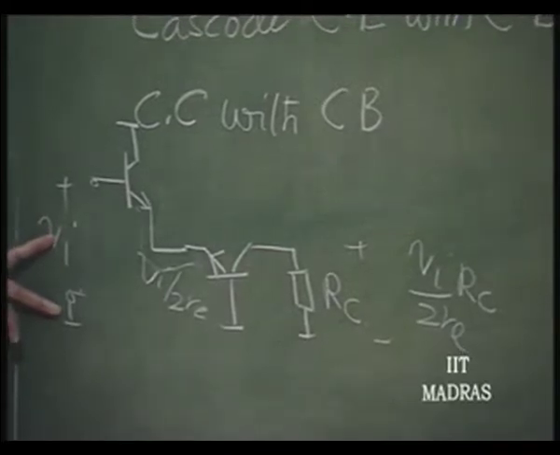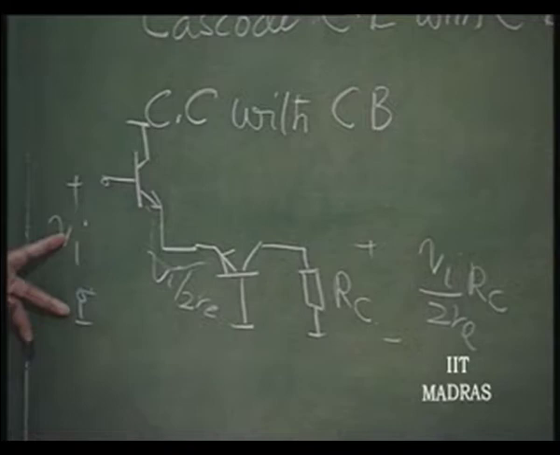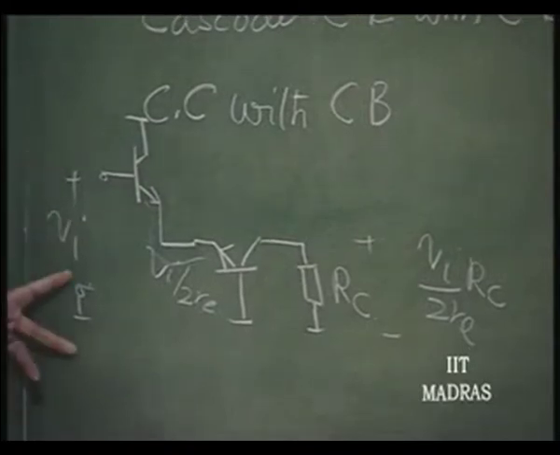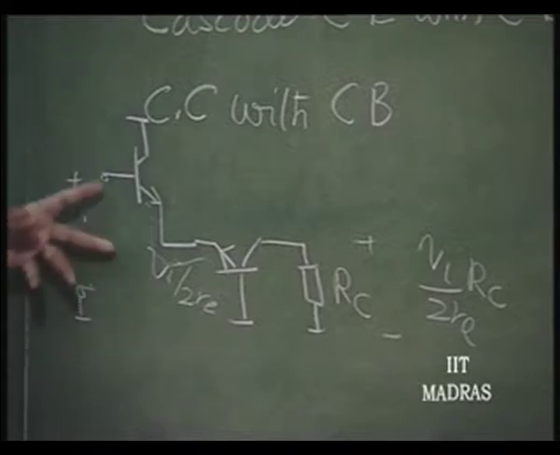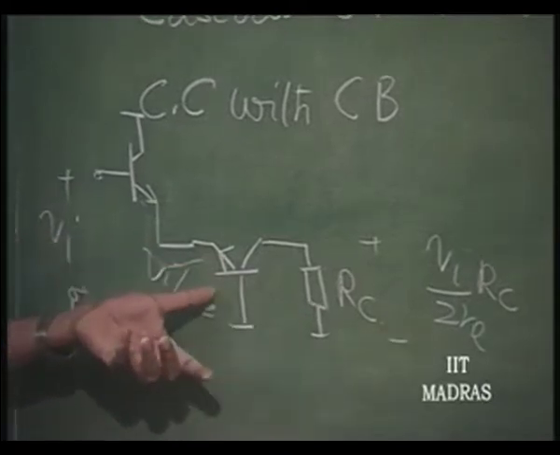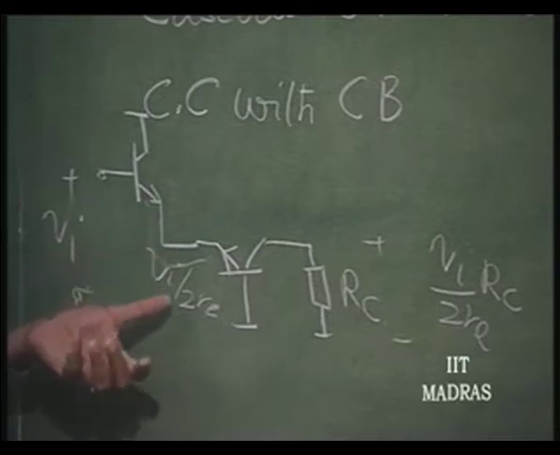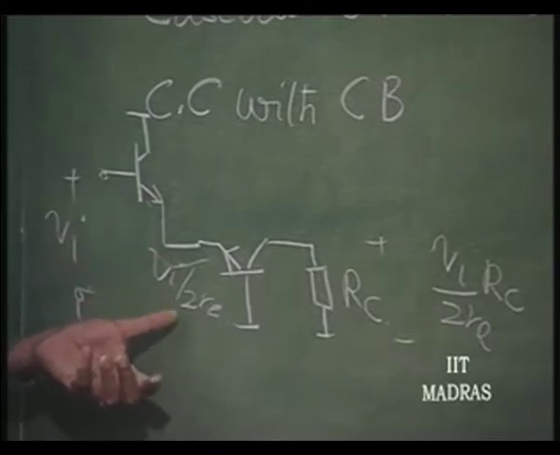Which is strictly speaking Gm into Rc by 2. A common collector is a high frequency structure because it is a very good voltage controlled voltage source. Here the load is made very nearly equal to the source resistance. So that is why we have lost in terms of gain by a factor of half.